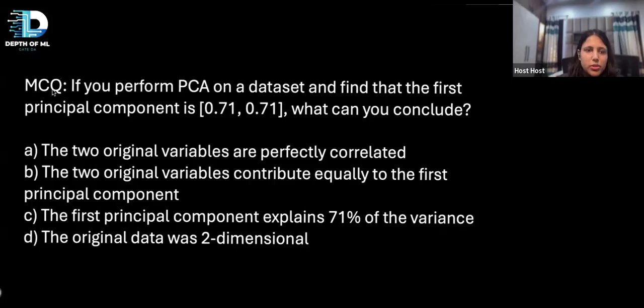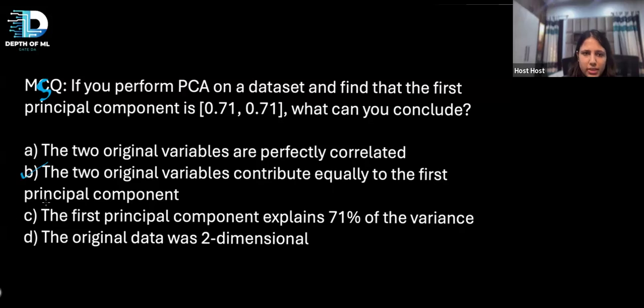So this is an MSQ, okay? This is not MCQ, this is MSQ. There are two options which are correct here. Everybody got this one is correct: that two original variables contribute equally to the first component.